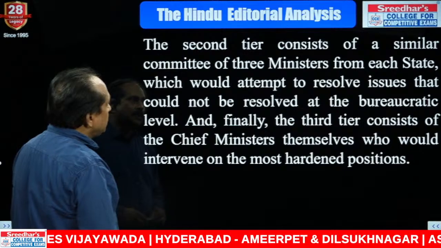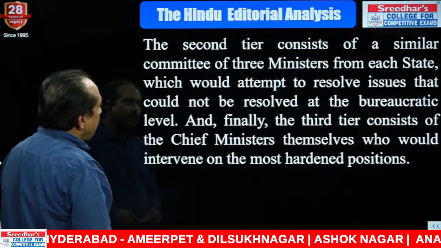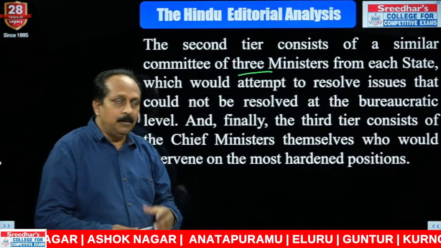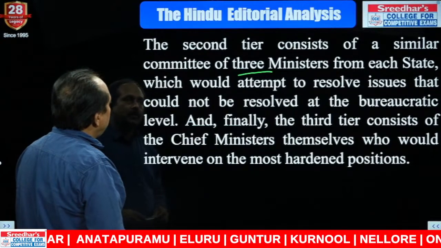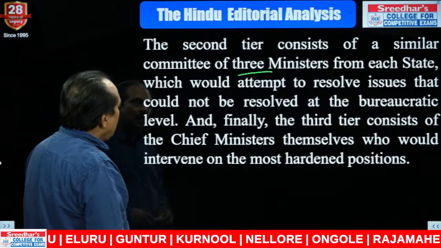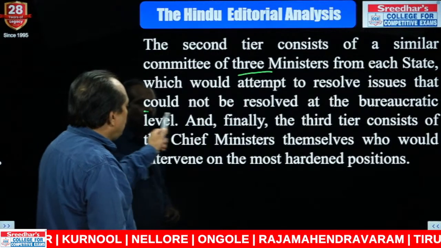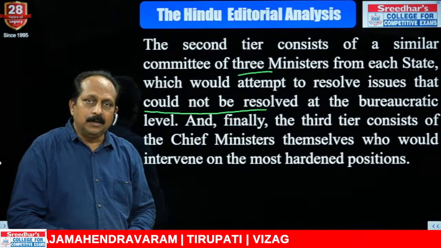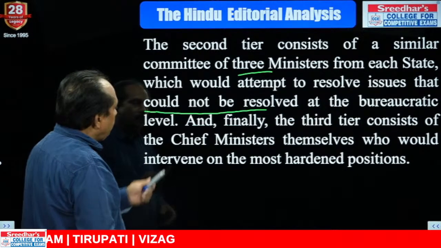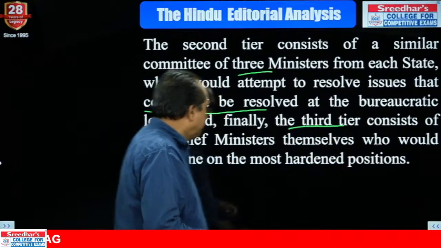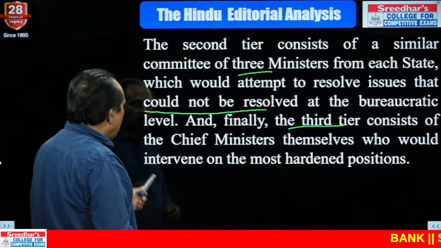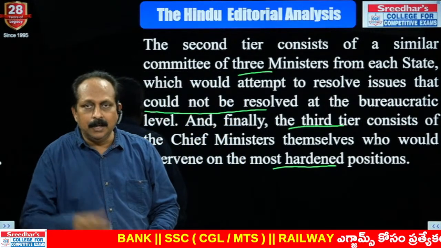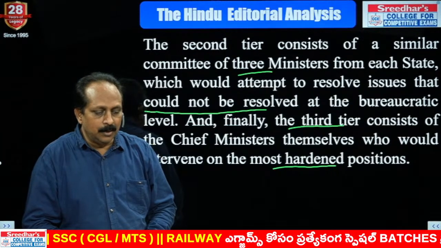The second tier consists of a similar committee of three ministers. First one, administrative officials. Second one, minister level. The second tier consists of a similar committee of three ministers from each state, which would attempt to resolve issues that could not be resolved at the bureaucratic level, means official level. And this also doesn't work. The third one. And finally, the third tier consists of the chief ministers themselves, who would intervene on the most hardened positions. First official level, then minister level, then chief ministers. They try to resolve the issues.